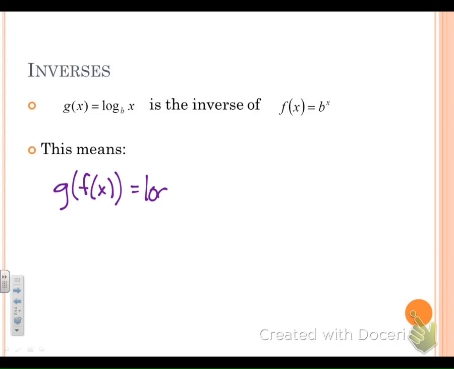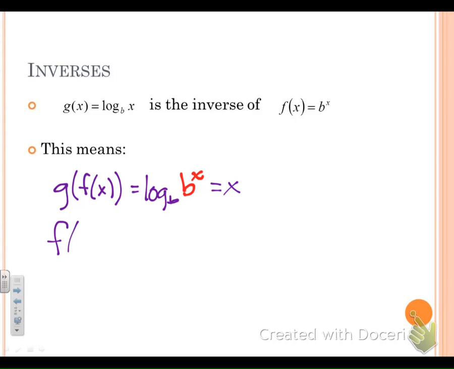It looks like the following. Log base b of b to the x, which, wait a second, one of our properties says log base b of b. These guys undo each other. That equals 1. So we're left with x.